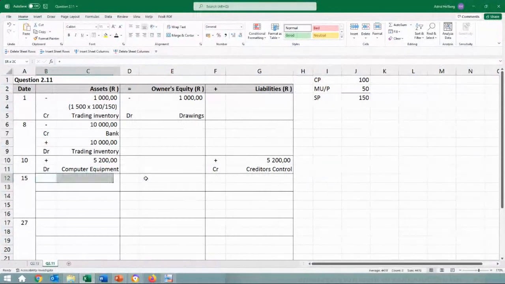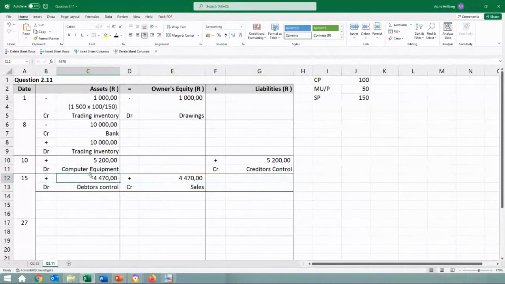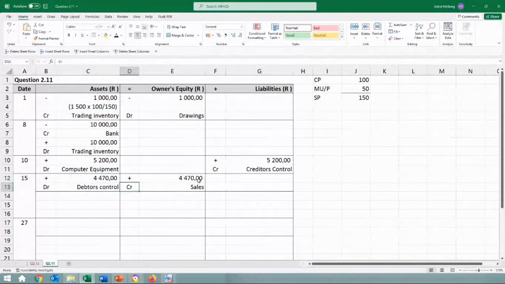Okay, so the first transaction you always start with, and this is the one that you guys always get right, is your sales transaction. So you credit sales, which increases your owner's equity, and you debit your debtor's control, which increases your asset account. But now we need to work out what is the cost of sales value.